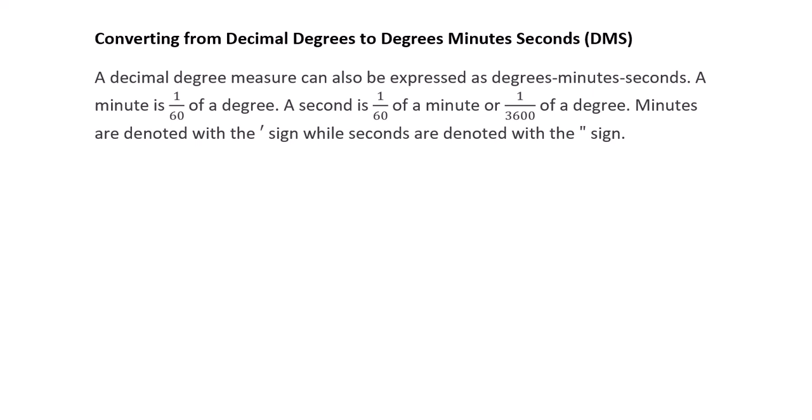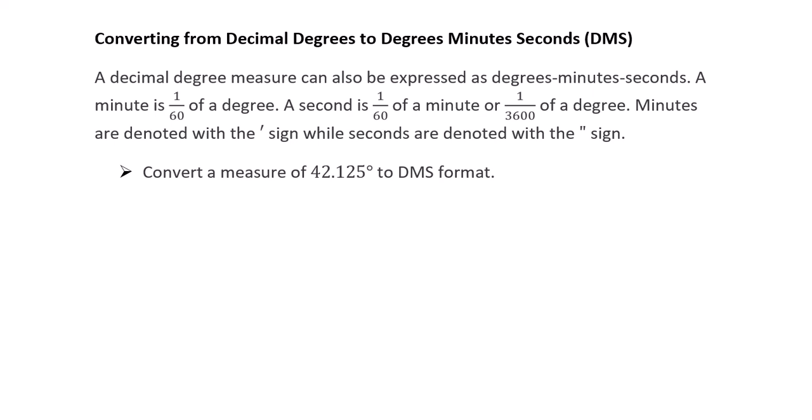Even in degree measurement, we have different ways of showing what the measurement is. We could give a decimal degree, or we could give a measurement in degrees, minutes, and seconds. So a decimal degree can be expressed in degree, minutes, seconds using these fractions. We know that a minute is 1/60th of a degree, similar to a minute being 1/60th of an hour. And a second is 1/60th of a minute, or 1/3600th of a degree. Minutes are denoted with the apostrophe sign, while seconds are denoted with the double apostrophe sign.